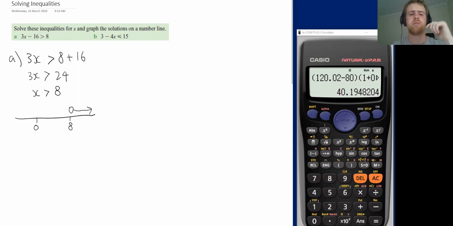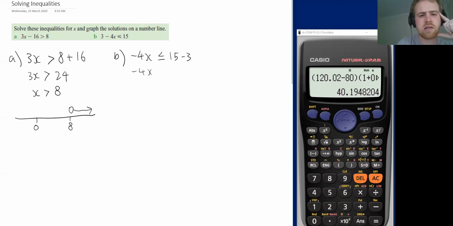Let's do another example. So B, we've got 3 minus 4x is less than or equal to 15. Let's move the 3 across so we get minus 4x is less than or equal to 15 minus 3. Okay, and then we can simplify. Minus 4x is less than or equal to 12.